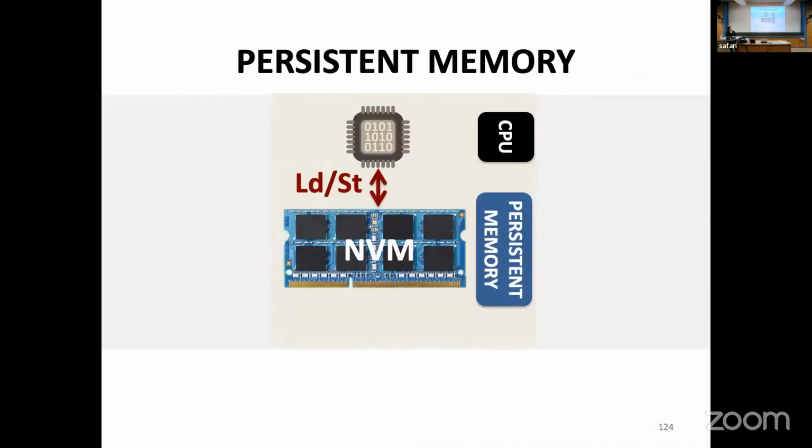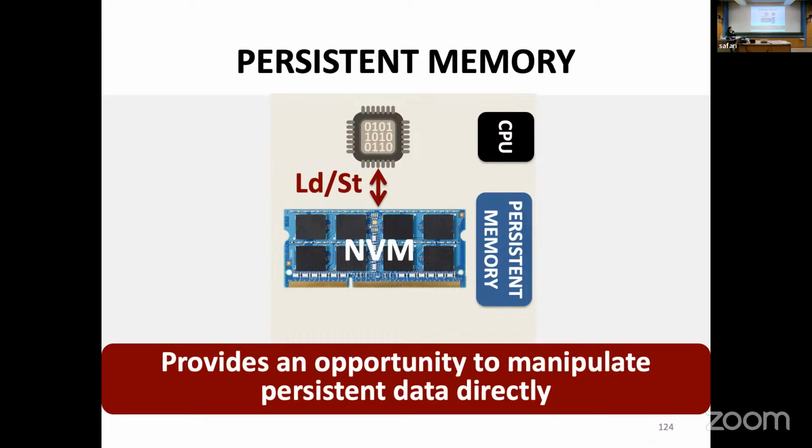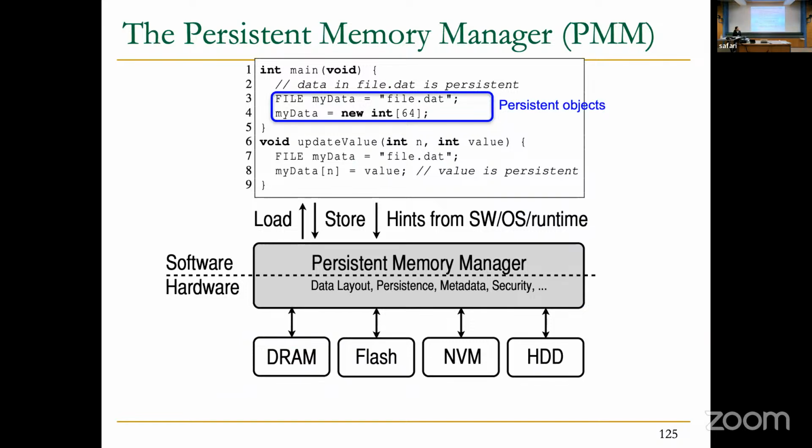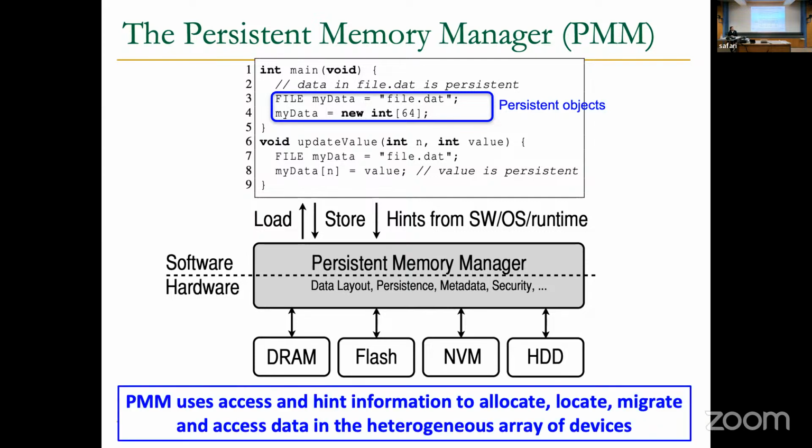And here is the persistent memory design, where we only have the CPU, and through the interface we can access the persistent memory. It provides an opportunity to manipulate the persistent data directly. Here is an example where we have the persistent memory code, and use load store to access the memory manager to access the hardware. And persistent memory uses the access information to allocate, migrate, and access data in the heterogeneous array of devices.